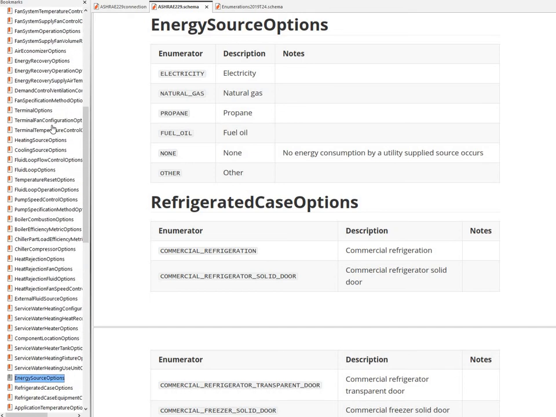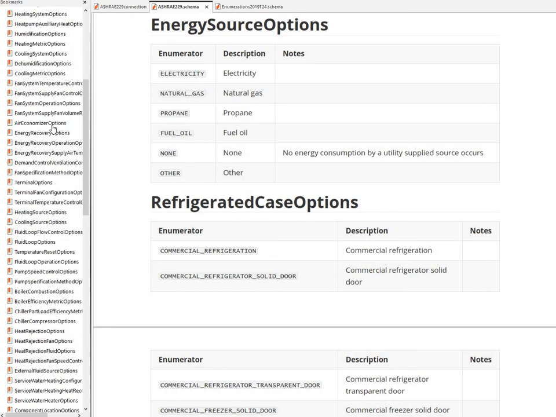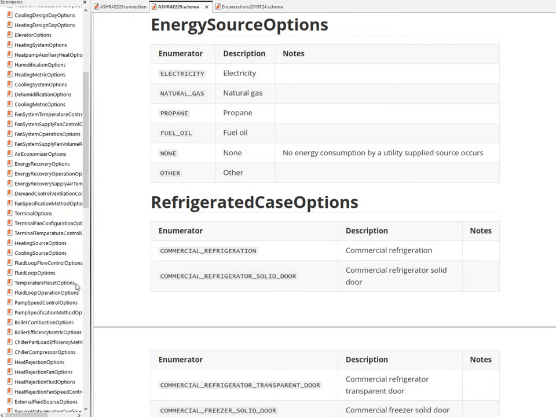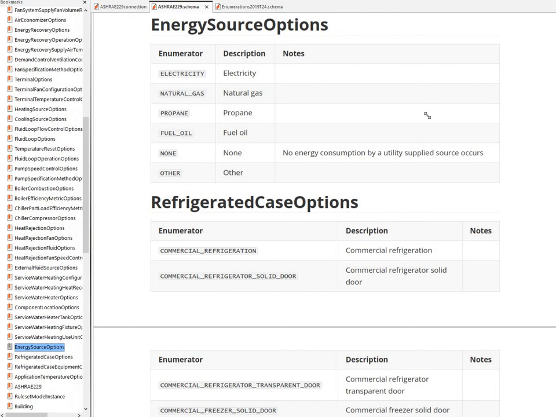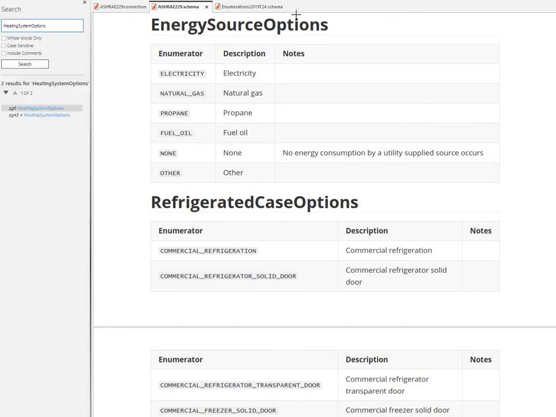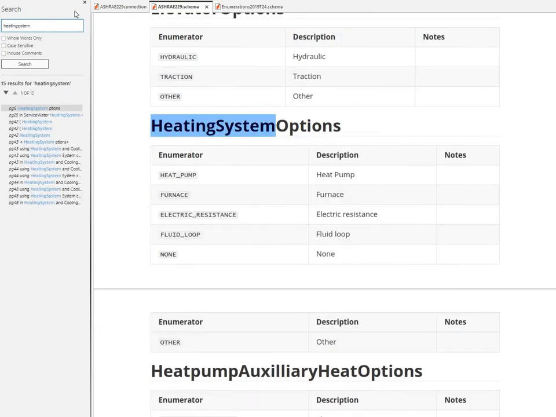And, excuse me, I always seem to lose where these heating enumerations are. Let me just search for them. There we go.